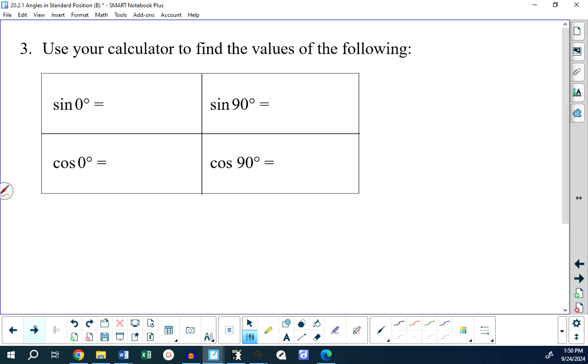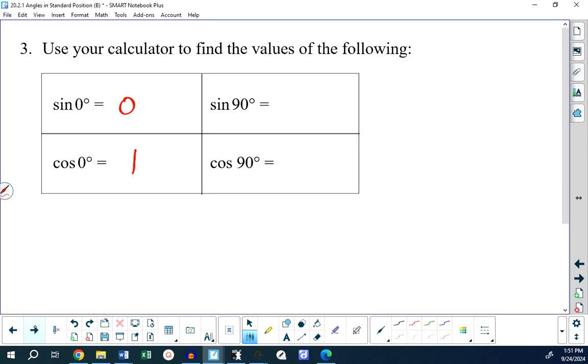Now, if this were a Math 30 class, I would explain to you why this is the case. But you can follow along. I'm not going to do so. When you take your calculator and you take the sine of 0 degrees, you will get 0. And when you take the cosine of 0, you will get 1.